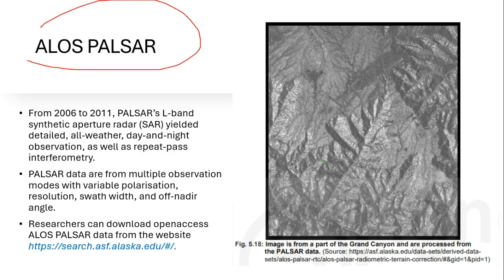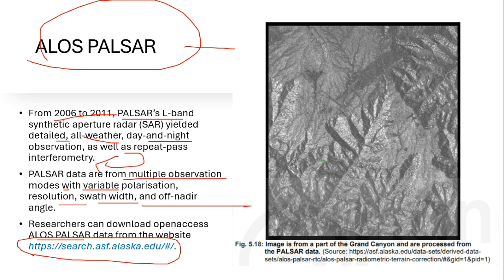Then we have the ALOS PALSAR sensor, from where we can also get DEM data. From 2006 to 2011, PALSAR's L-band synthetic aperture radar yielded detailed all-weather, day and night observation as well as repeat-pass interferometry. PALSAR data are from multiple observation modes with variable polarization, resolution, swath width and off-nadir angle. Researchers can download open access ALOS PALSAR data from this website, Alaska Satellite Facility. You will get open access to this data. Here there is an image of PALSAR data.